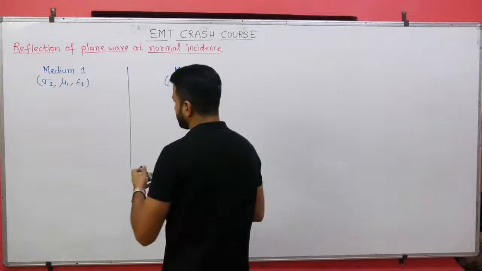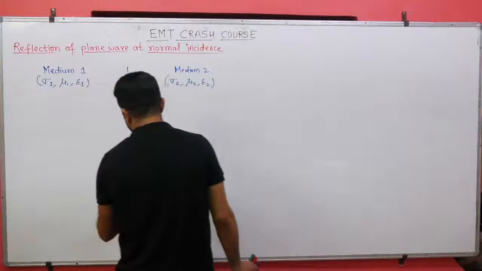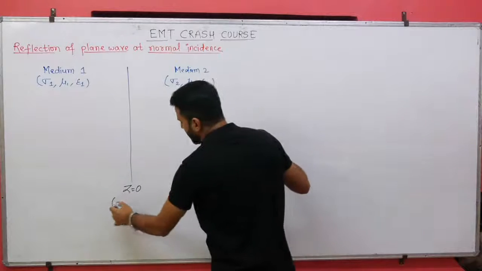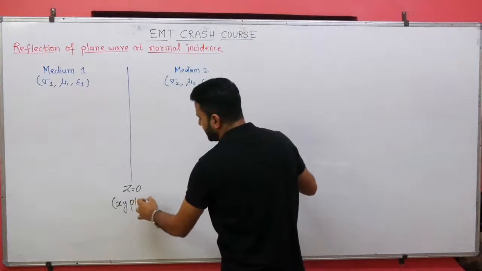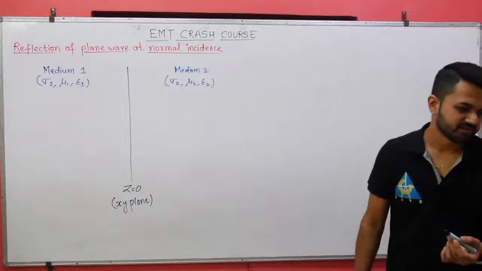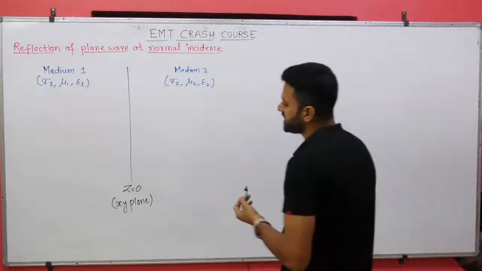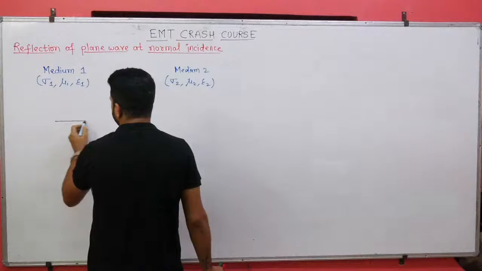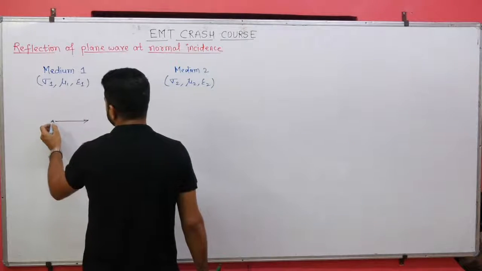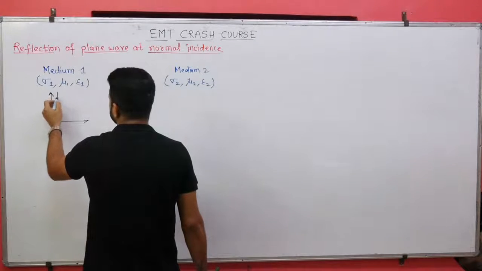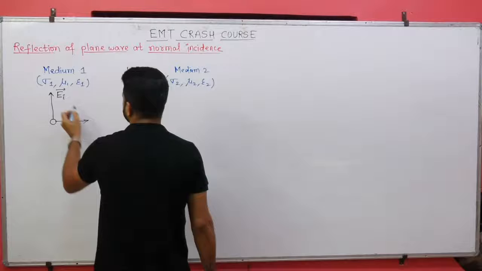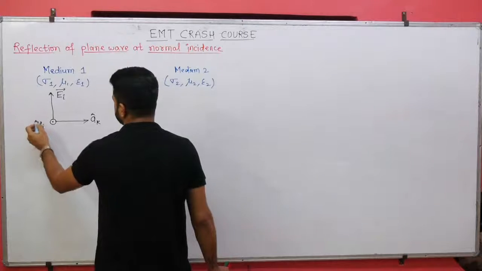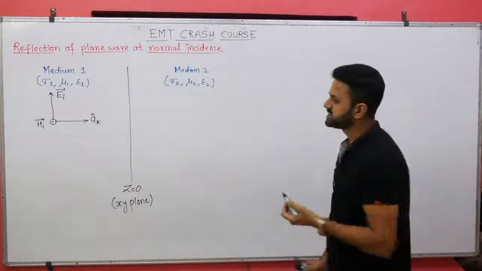Now if the wave is traveling from one medium to another, we are saying that this is z is equal to 0. So z is equal to 0 is the boundary, it means the xy plane is the boundary which is separating the two mediums. Now suppose the wave is traveling in the positive z direction, and that is the incident wave, and this is the incident electric field. This is the direction of propagation, and this is the direction of magnetic field. Okay, this is the incident wave.